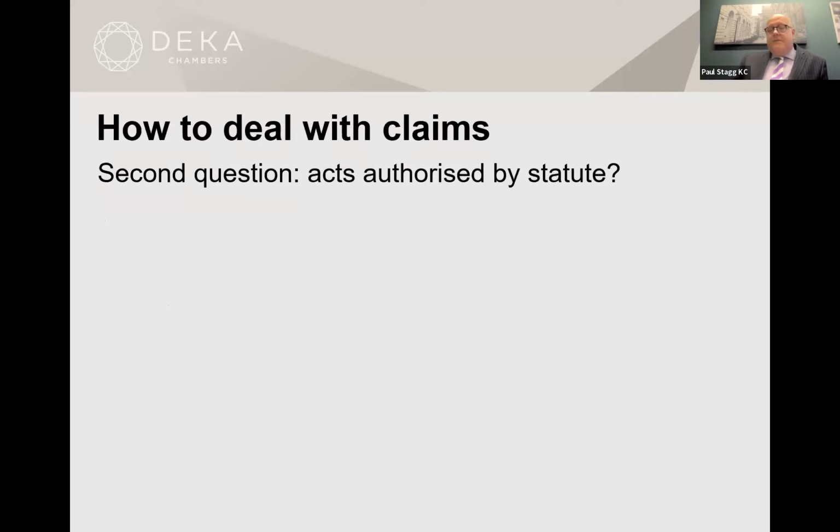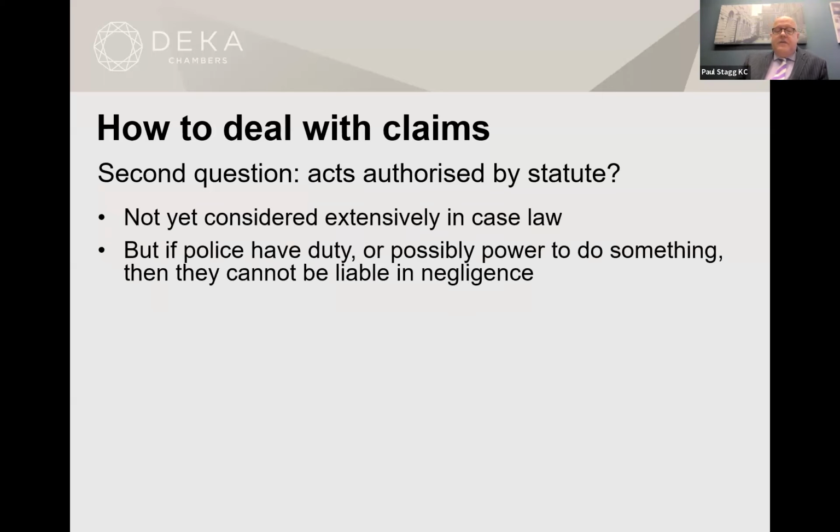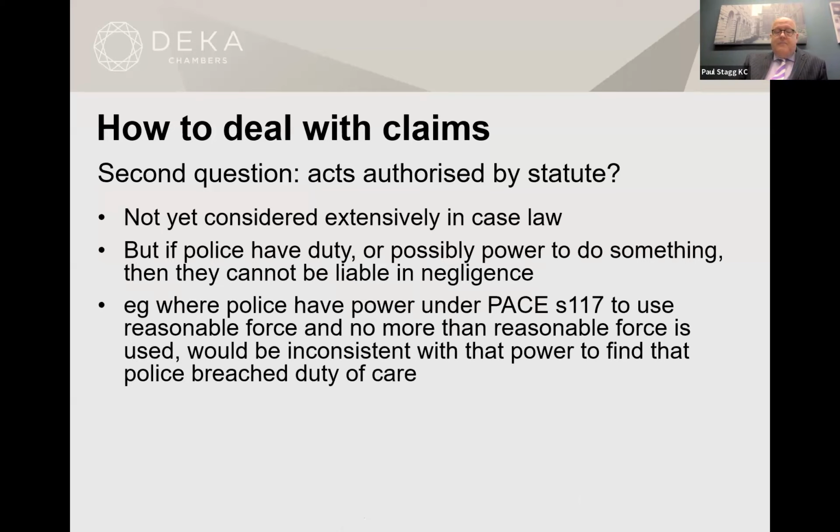Once you've done that, focus on this question: were the police actions authorised by legislation? This has been a rather overlooked element. It hasn't yet been considered extensively in the case law. But the logic of what was said in Robinson is if the police have the power or duty, or possibly the power, to do something, then they can't be liable in negligence for doing that thing.